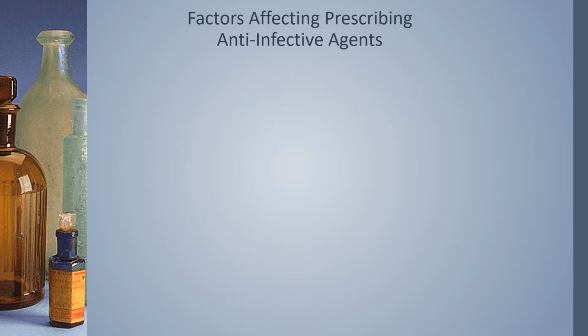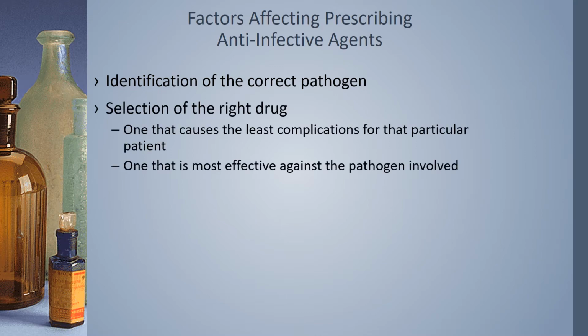Factors affecting prescribing anti-infective agents. So first, the anti-infective agent needs to be correctly identified. So that may be done through a culture. It might be done through gram staining and looking at them underneath a microscope. Next then would be the selection of the right drug.